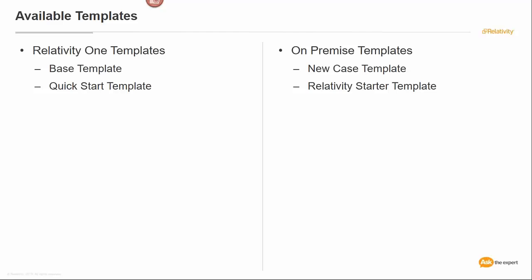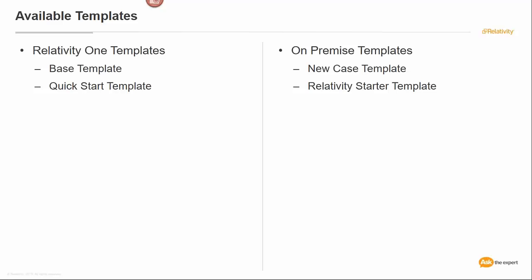Then we have the Quick Start template. And that template is available for either on-prem or for Relativity 1. If you have Relativity 1, we're not going to update it every time there's a new release automatically, but it is available to ARM into your Relativity 1 environment. Same thing with on-prem. If you install an on-prem instance right now, you're going to get something called the Relativity Starter template.